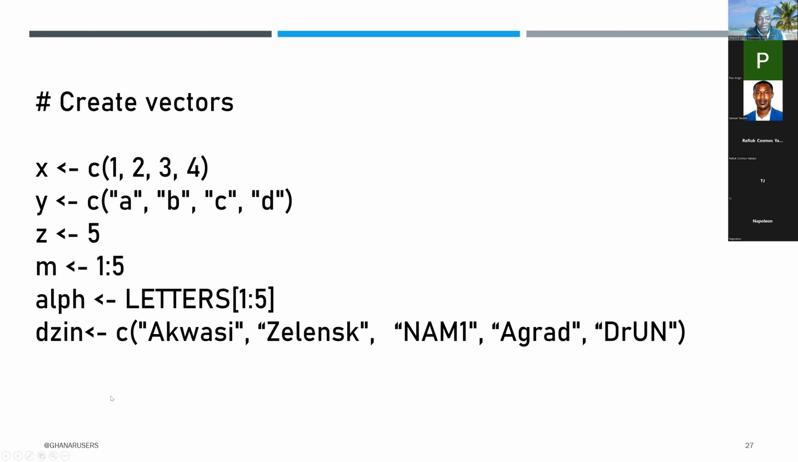Okay, now let us create some alphabets. We say letters: R, give me the first 5 letters, and it will give you A, B, C, D in caps. And if I use small letters, letters 1 to 5, it gives me a, b, c, d in small letters. Now I want to create another object, Z, containing Akwesi, Zelensky, Nam1, Agrada, Dr. UN. So this is an object. As soon as I call Z, it will give me Akwesi, Zelensky, Nam1, Agrada, and Dr. UN.